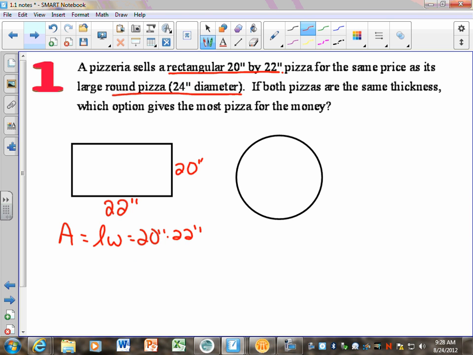And you can do that. I think it works out to be 440 square inches, right? If we're talking about area here. 440 square inches of pizza. That seems like a lot of pizza.